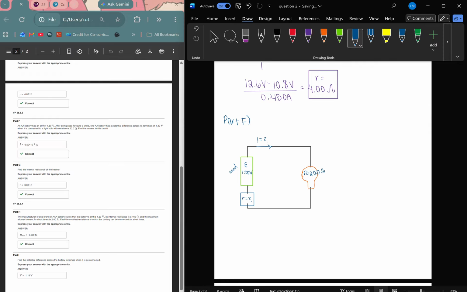And since it says that one AA battery has a potential difference across its terminal of 1.30 volts, I'm just going to write it here. We're going to name it VAB, 1.30 volts. VAB is basically the potential difference across its terminal, which is 1.30 volts when it's connected to the bulb with the resistance.